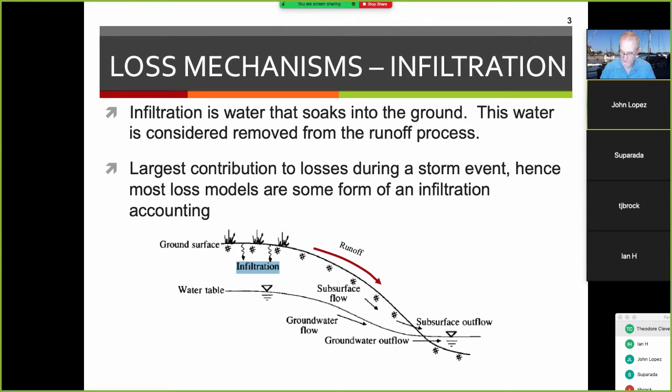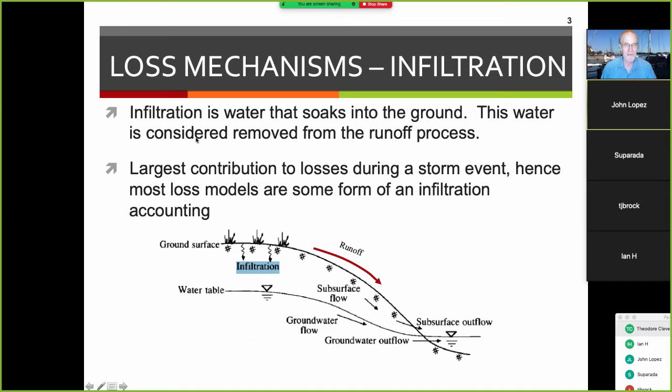So most loss models in computational hydrology tools are often some form of infiltration accounting. And that infiltration accounting, as you could imagine, could be very elaborate or very simple. Historically, simple has been adequate for engineering applications. Elaborate is adequate for earth science applications. And then probably practical is somewhere between the two.